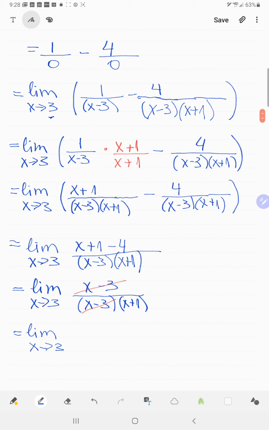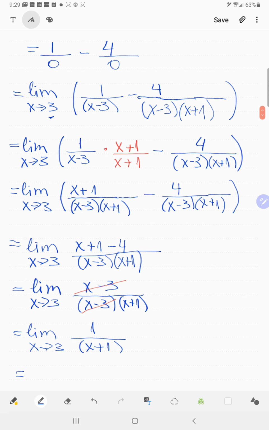So remember, when you divide something by itself, the result is always 1. For example, 2 divided by 2 is always 1. So we are left with 1 in the numerator and x plus 1 in the denominator.